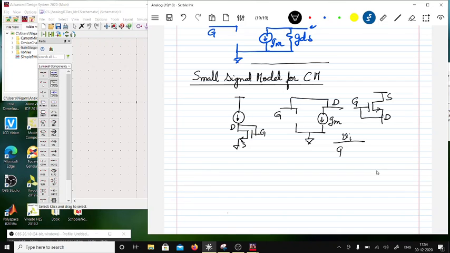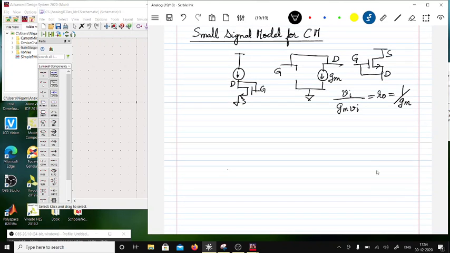and the current through it will be GM VI. So the output resistance is equal to 1 over GM, right? Now in this case, I have ignored this. So if I have this, which is GDS, okay, so that would be basically 1 over GM plus GDS, or rather you can say 1 over GM in parallel with RDS. I made a mistake here, sorry. Okay, so this is a parallel combination, so it will not be like this.